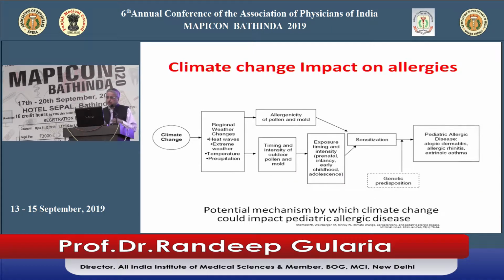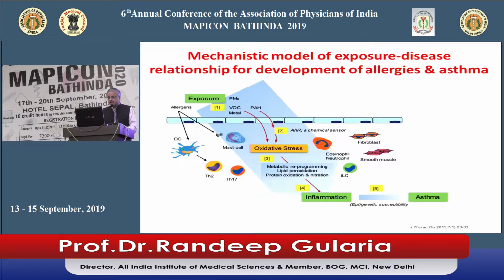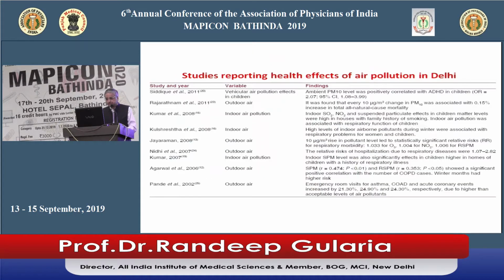Because of global warming, you now have a longer time that exposure to allergens occurs, and this actually leads to more chances of atopic dermatitis, allergic rhinitis and extrinsic asthma. An environment associated with high levels of pollution, together with individual susceptibility, actually leads to higher chances of allergic diseases, and this has been shown in various studies, that exposure to volatile compounds and PAHs leads to increased oxidative stress and inflammation in the airways, and this predisposes an individual to develop allergic diseases like bronchial asthma.